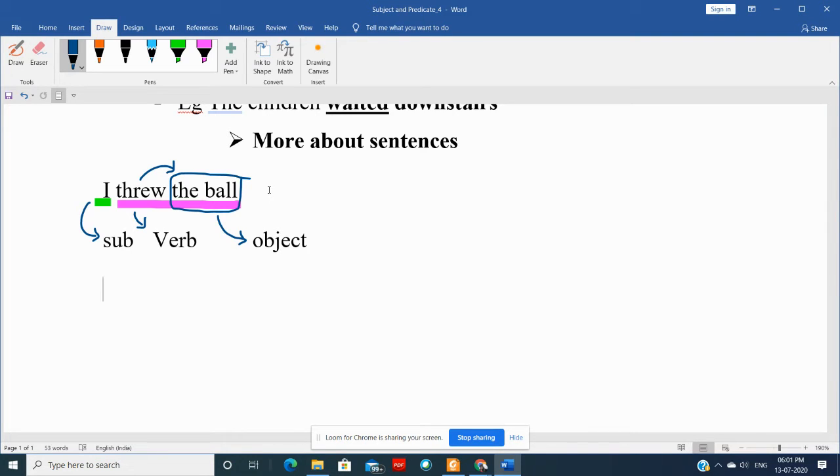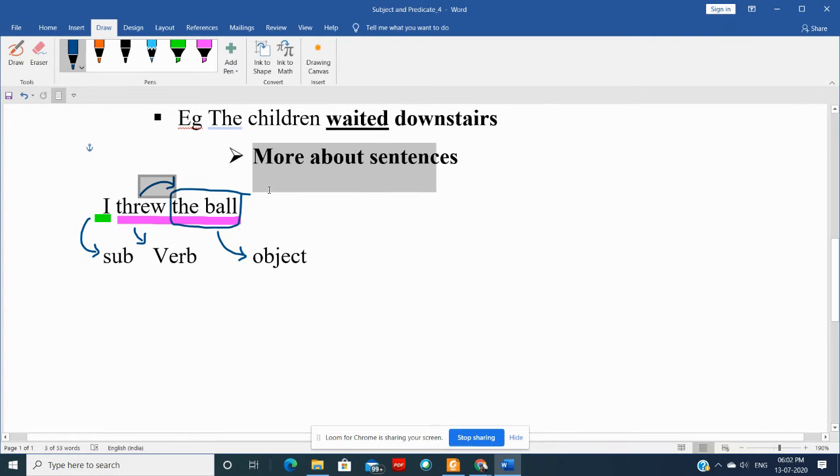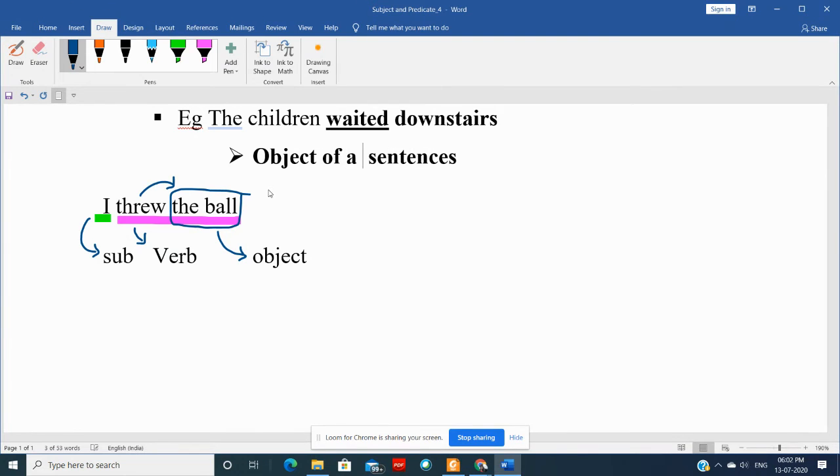Now, see, the thing is that it's not always that you will have only one object. Listen, guys, it's very important to find the object, because when we study active and passive, it is very important to find the object, because that's the main part. Subject and object are the main part of active passive, right? So just understand this very well, right? So it's about the object of a sentence.